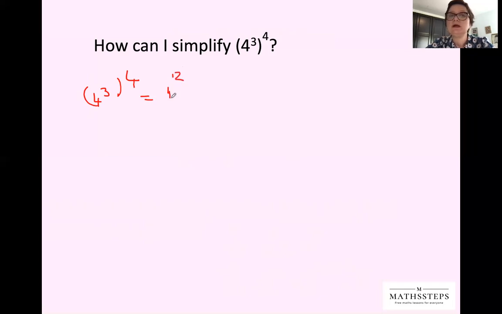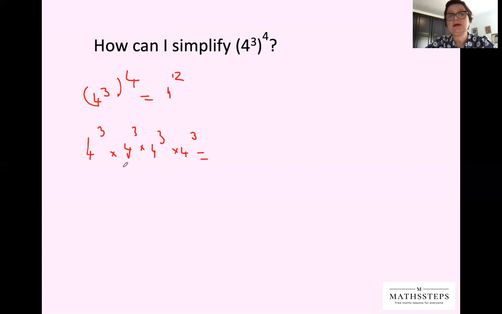Now, why is this happening? Why do you have to multiply the powers? Now remember, to the power of 4 is the same as having it four times. So it's like that: 4 to the power of 3 times 4 to the power of 3 times 4 to the power of 3 times 4 to the power of 3. Because in the end, this is what the power means: a number multiplied by itself. For example, here, 4 multiplies itself 3 times, and 4 to the power of 3 multiplies itself 4 times.